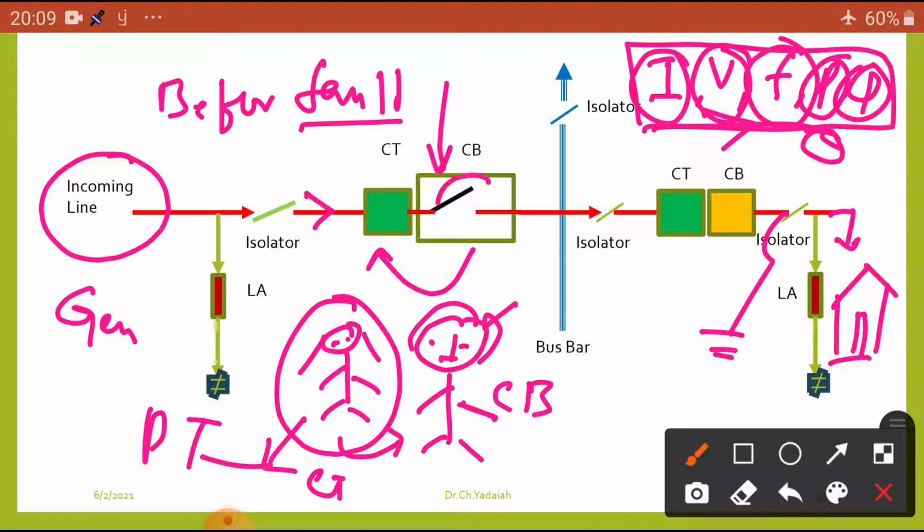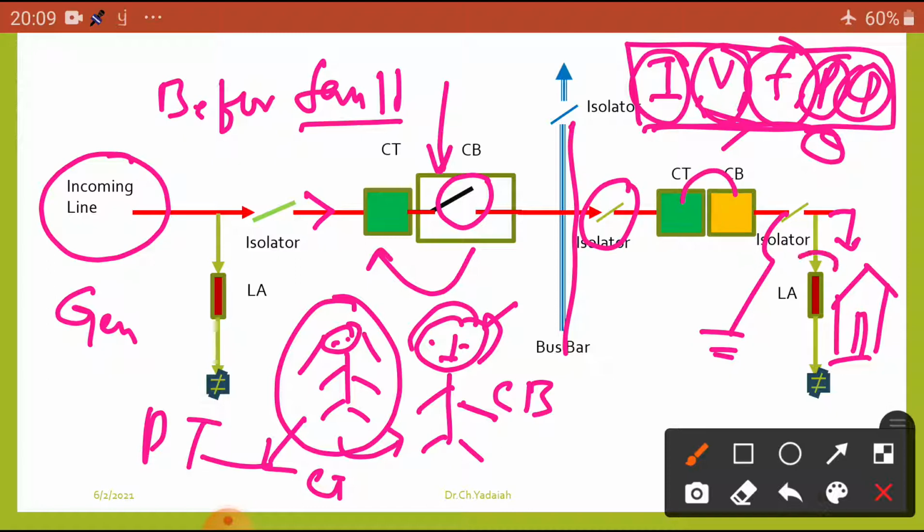The breaker can operate under any condition, under abnormal condition and under load condition, because we design it with the help of arc quenching devices: SF6 circuit breakers, oil circuit breakers, vacuum circuit breakers, and air blast circuit breakers. Different media are used. So this is a circuit breaker. After that, it comes to the common bus bar, and after that once again an isolator, the same brother and sister.